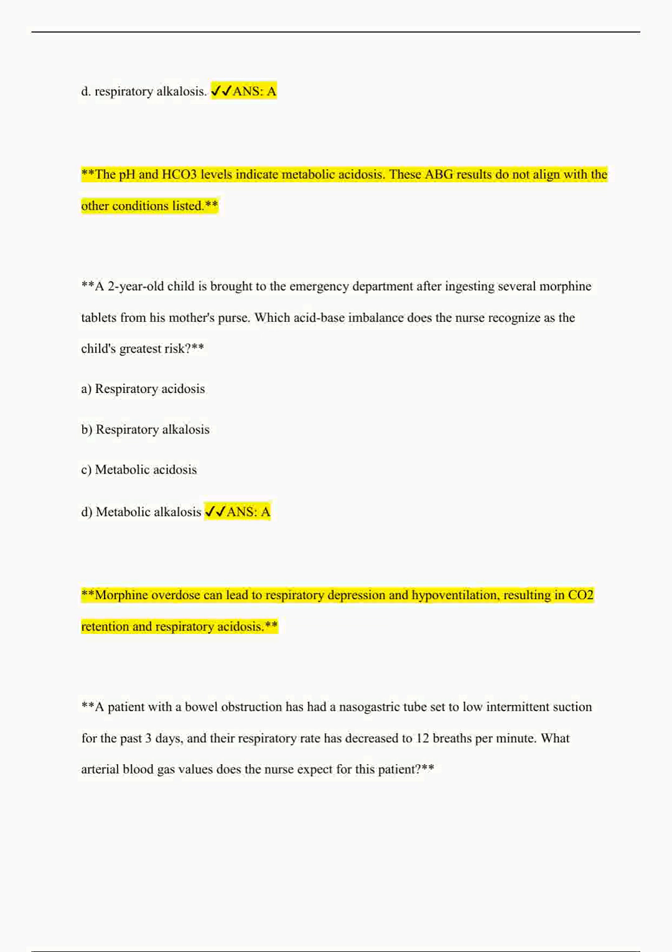A. Morphine overdose can lead to respiratory depression and hypoventilation, resulting in CO2 retention and respiratory acidosis.